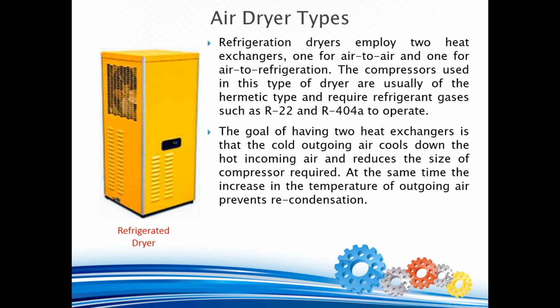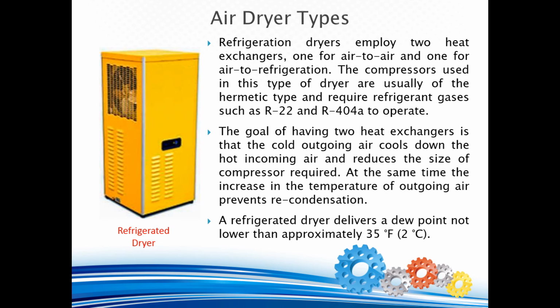Some manufacturers produce cycling dryers. These store a cold mass that cools the air when the compressor is off. When the refrigeration compressor runs, the large mass takes much longer to cool, so the compressor runs longer and stays off longer. Commonly, a coalescing pre-filter is installed immediately upstream of a refrigerated dryer to remove lubricating oil and other contaminants that have the potential to foul the dryer's heat exchangers. A refrigerated dryer delivers a dew point not lower than approximately 35 degrees Fahrenheit, 2 degrees Celsius.